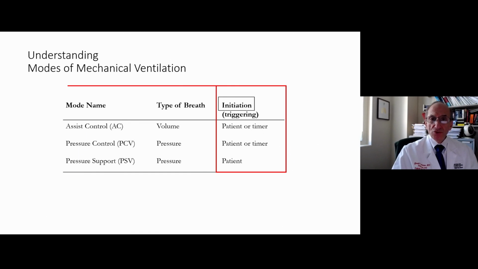So we just mentioned the definitions of what triggering is. It's when the ventilator initiates a breath, or the patient does. In assist control ventilation, it's either the patient initiating a breath, in which case it will be supported to that preset volume, or the timer. So if 10 breaths are dialed into the machine, every 6 seconds the patient will get a breath.